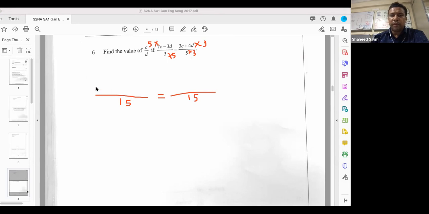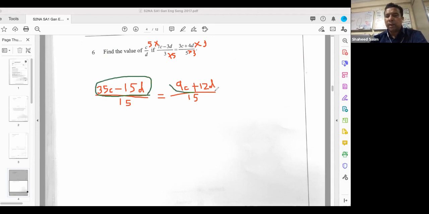5 times 7, 35C. So your answers may have this. But then 5 times 3, 15D, minus 15D is equals to 3 times 3, 9C. Times 4, 12D. Now, do you agree that we can cancel the 15? Because it means that this part down here, when you have the same denominator, now you can ignore. That means this one must be equal to this one. Can or not? So we can make them into an equation.